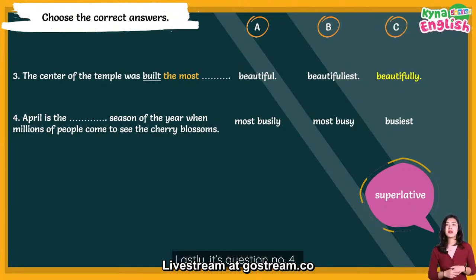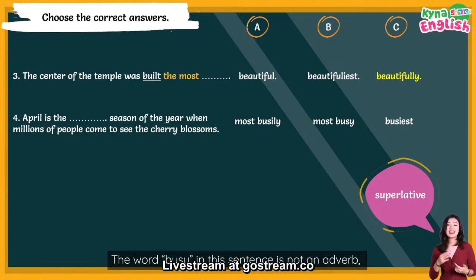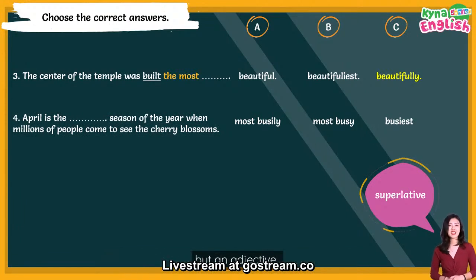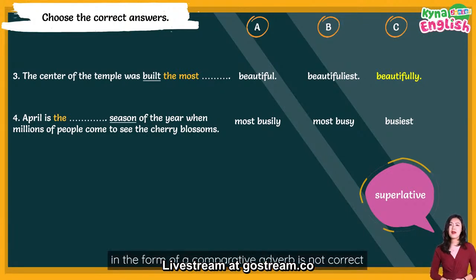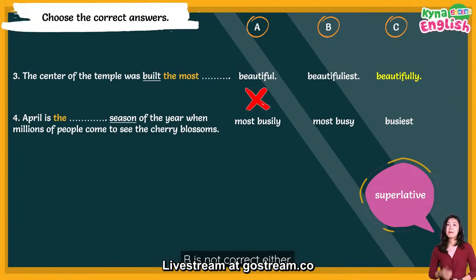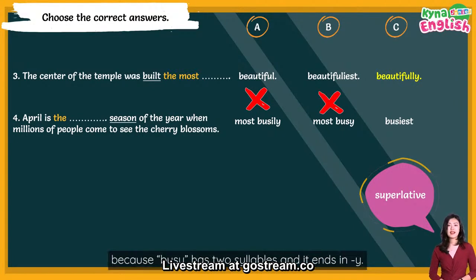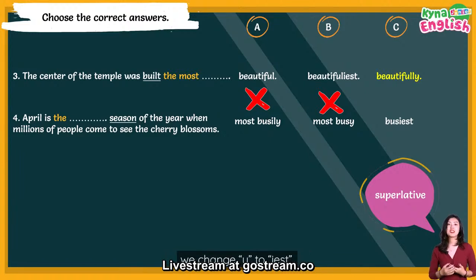Lastly, it's question number 4. The word busy in this sentence is not an adverb but an adjective because it goes after the and in front of the noun season. Therefore, A in the form of a comparative adverb is not correct. B is not correct either because busy has 2 syllables and it ends in Y. For adjectives of this type, we change Y to IEST. The answer, therefore, is C.